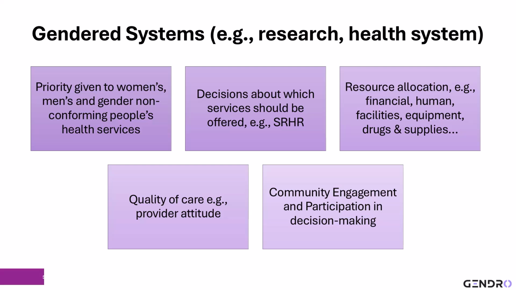When it comes to the health system, gender considerations can play a very important role because they can decide what priority is given to women's, men's, and gender non-conforming people's health services, and decisions about which services should be offered. In particular, we know that sexual and reproductive health services, abortion services especially, are highly subject to political decisions that are informed by patriarchal norms and beliefs. Resource allocation in terms of financial, human, facilities, equipment, drugs and supplies, quality of care, experience of stigma and discrimination or provider attitude in healthcare, and of course community engagement and participation in decision-making about all of the above. It highlights how all of these aspects are highly gendered and influenced by gender norms.